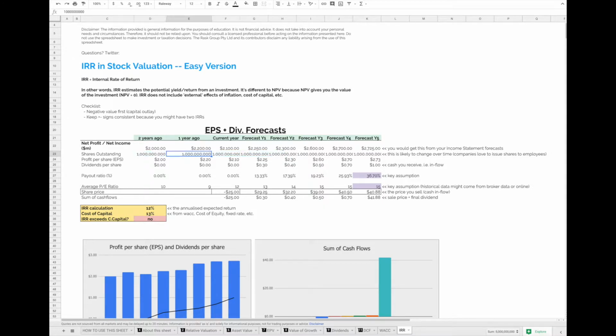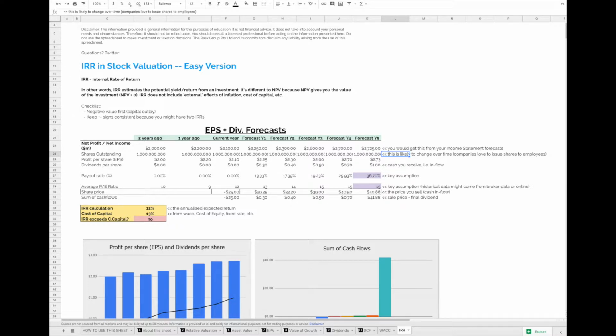Remember, I've got a little note here that shares outstanding, if you're forecasting this into the future, is likely to change over time because companies love to issue shares. I mean, sure, some companies do share buybacks, etc. But what we tend to see over time is a very modest rise in shares outstanding year over year because you have employee stock options, you have acquisitions, etc.